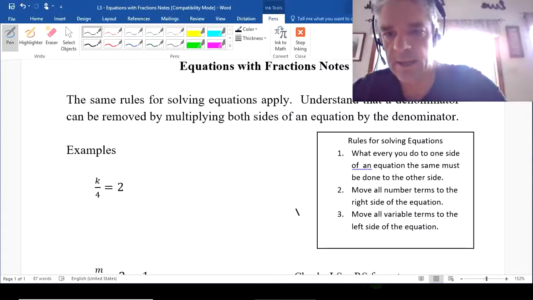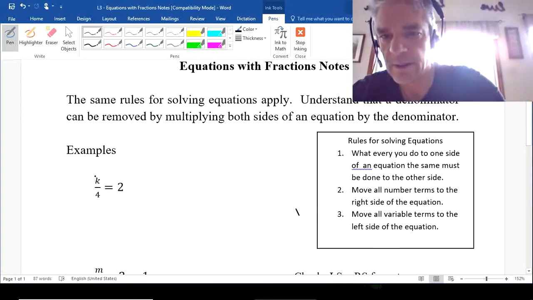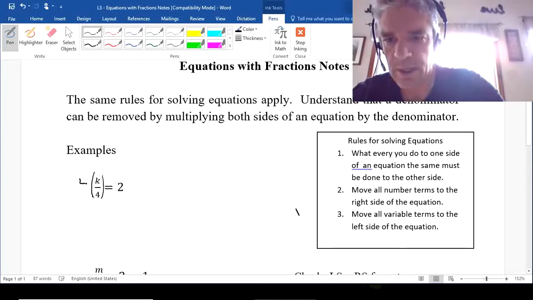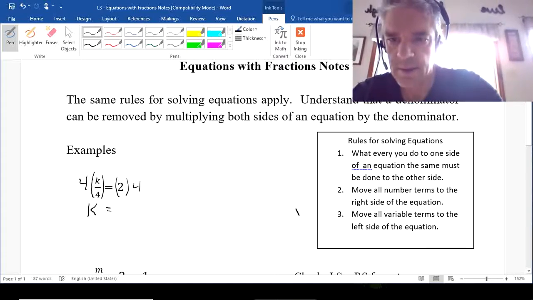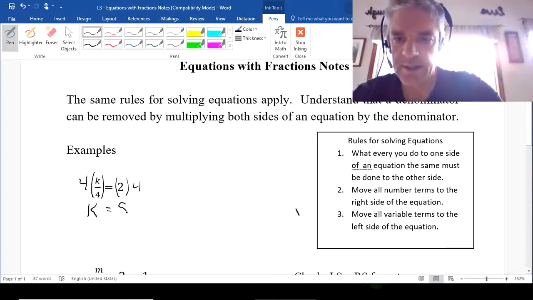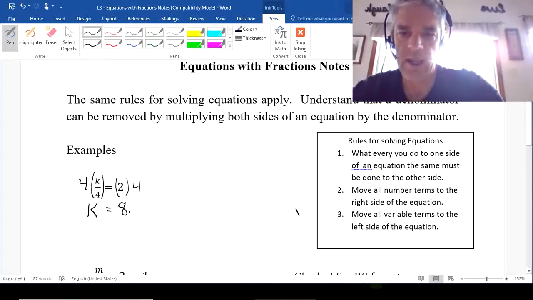I think I got to get my pen in nice and tight. There it is, 4. And I'm going to put a bracket around here, and I'm going to say I'm going to multiply this by 4, and I'm going to multiply this side by 4. And that is going to give me 4 over 4 is simply k. And 2 times 4 is 8. And we have now solved the equation.